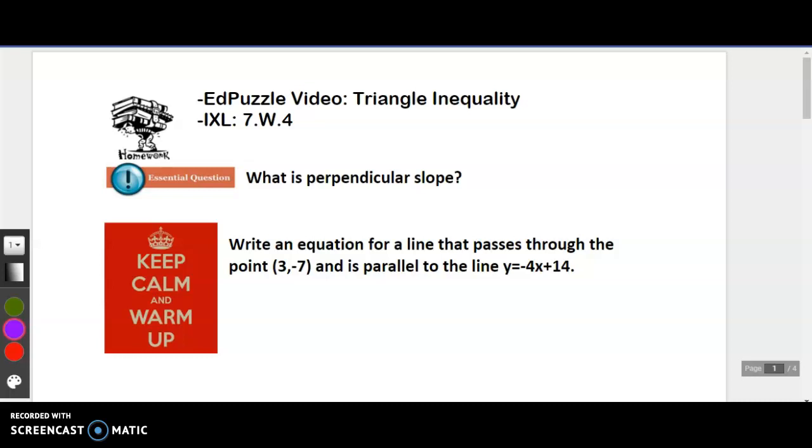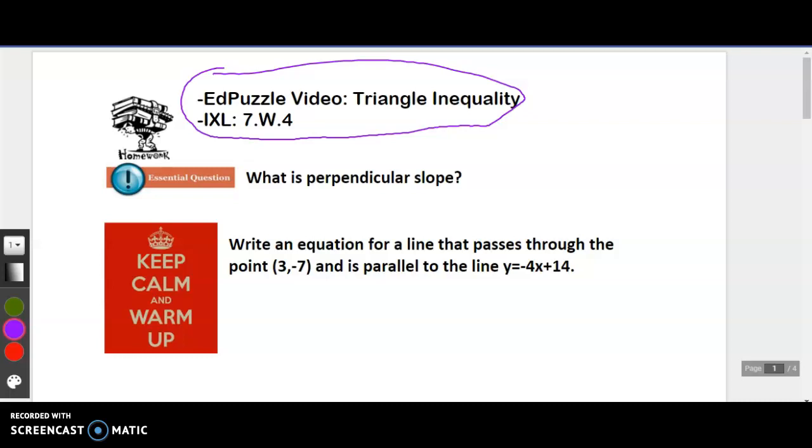Your assignments today are to watch an Edpuzzle video on triangle inequality and an IXL that's based off of that video. You don't have to watch that video before this one. They're unrelated today. These two are related together, so watch the Edpuzzle before you try the IXL. But like I said, this video is more to do with last unit, and I just wanted to clear up some things before we moved on.